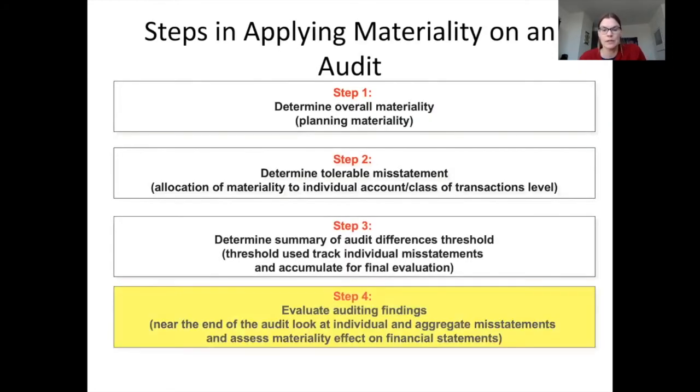So this goes into our discussion of step 4, which is evaluating the audit findings. So this is the point, and I got a little ahead of myself, but this is on the spreadsheet, where at the end of the audit, we sit down, we look at all the misstatements the client has on our summary of audit differences, and we say, hey, in the aggregate, are these misstatements material to the financial statements taken as a whole?